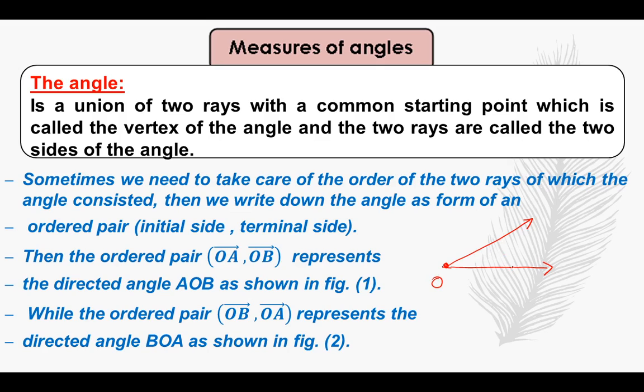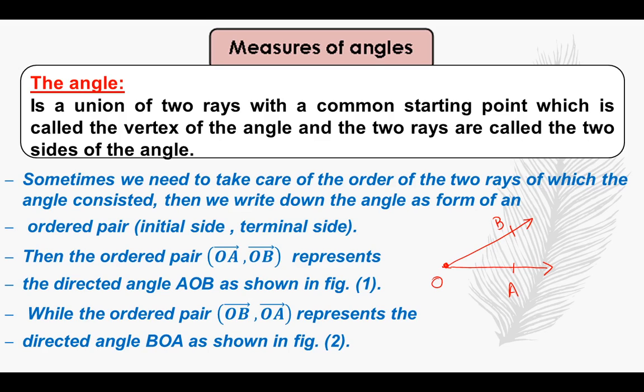So if we have AOB, this angle is called angle AOB, or you can say angle BOA, or you can name the angle by its vertex. So you can say this is an angle O. But in this year, and because our lesson today is called directed angle, the direction is very important.